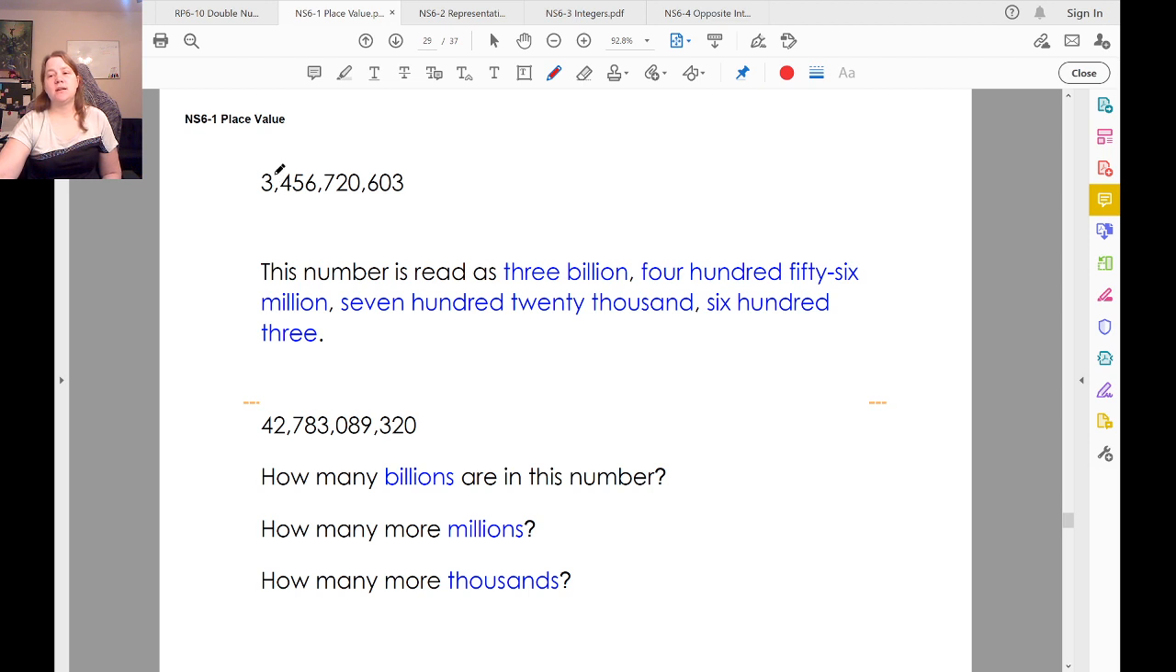This number is read as 3,456,720,603. So, how many billions are in this number down here? We can see 43. How many more millions? Well, we have 783 millions. We have 89 thousands.